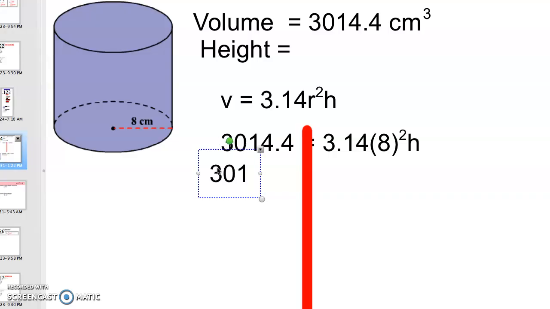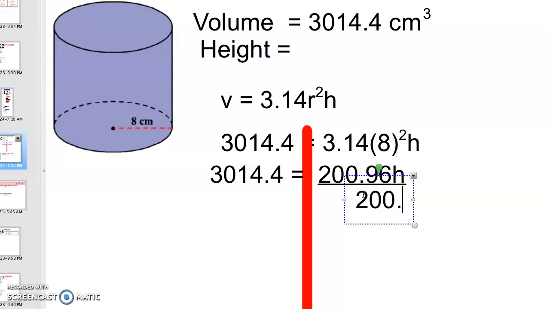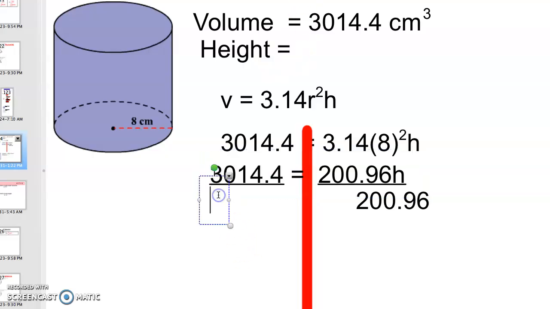So we're just going to simplify 200.96. Okay, so all I did was plug in my calculator, 3.14 times 8 squared, or 8 times 8. All right. Now we need to solve for our variable. So we're going to divide both sides by 200.96 because that's the inverse operation. Okay, whatever we do to one side, we have to do to the other. So I'm going to divide this side by 200.96.